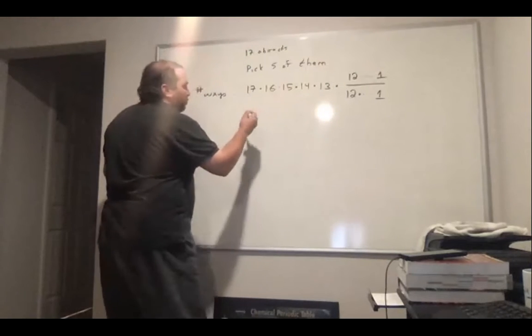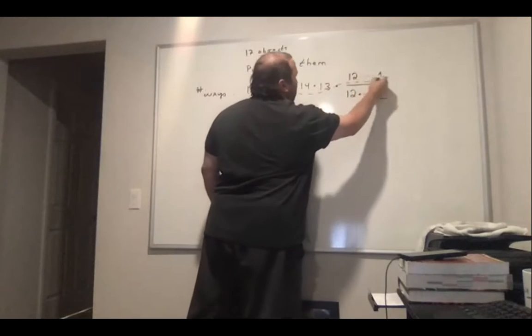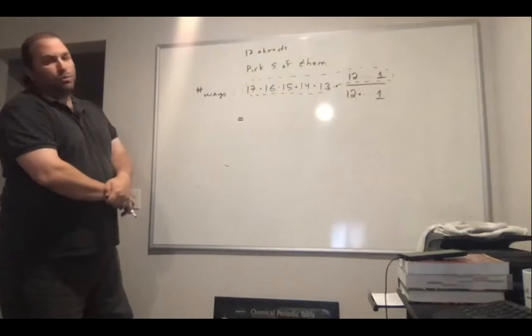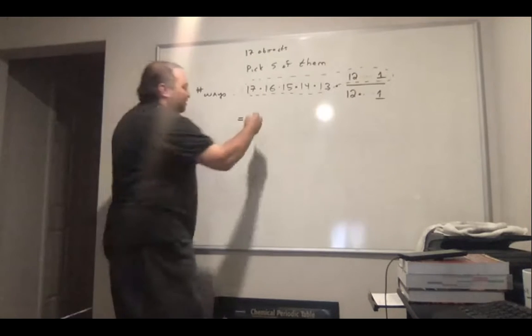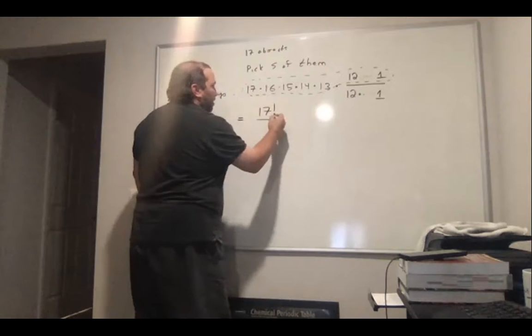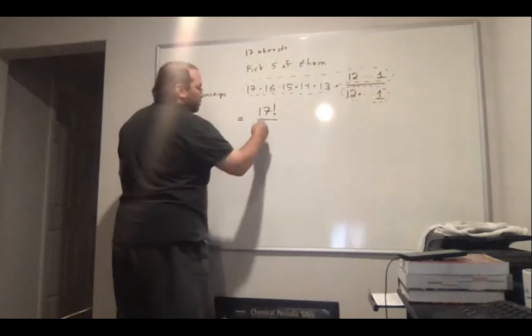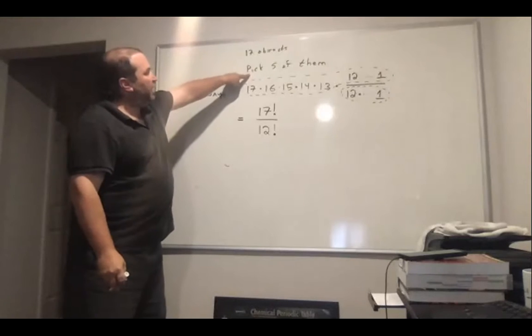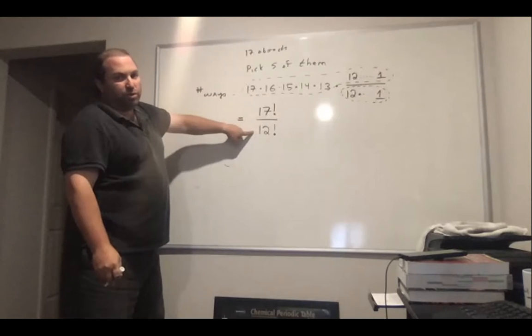The question is, why would I do that? Because now, let's look at the numerator. That's my new numerator. Can I write that in a nice, succinct way? Can't you just write 17 factorial? Yes, I can. And here's my denominator. Can I write that in a nice, succinct way? 12 factorial. So the number of ways of picking 5 objects from 17 objects is 17 factorial over 12 factorial.